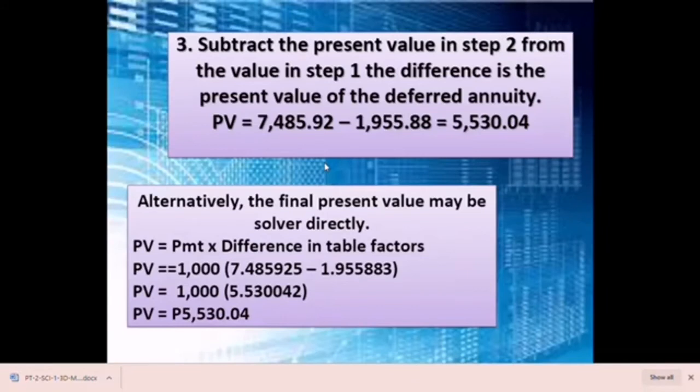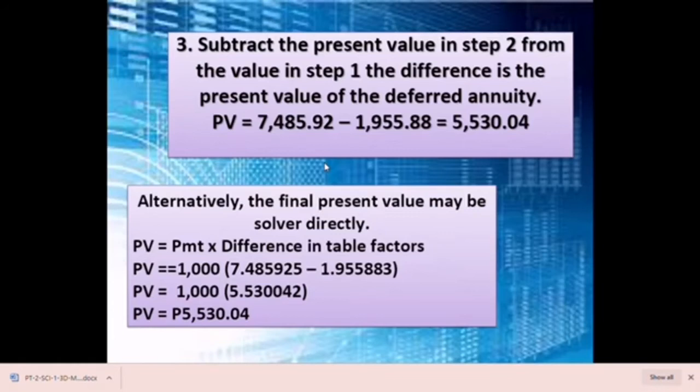So we subtract the present value in step 2 from the value in step 1. The value in step 2 is 1,955.88, and the value in step 1 is 7,485.92. We subtract the two, and the resulting present value is 5,530.04.